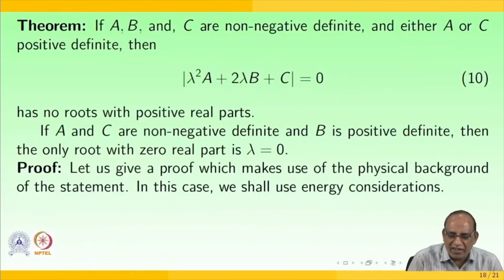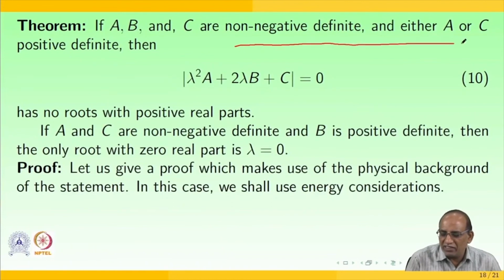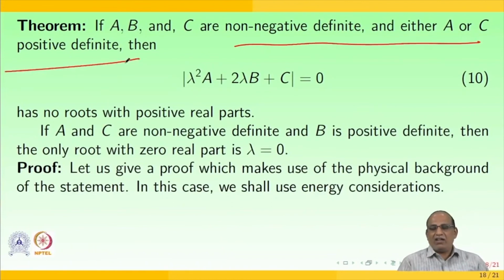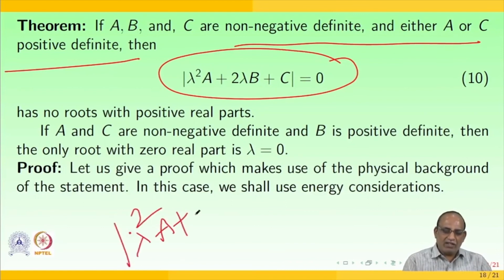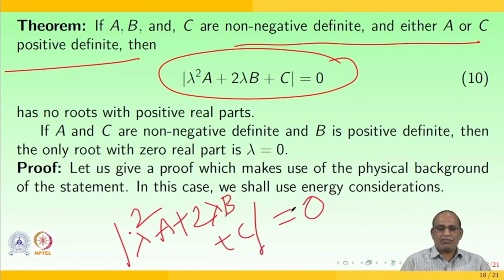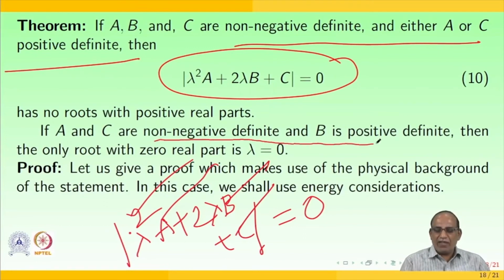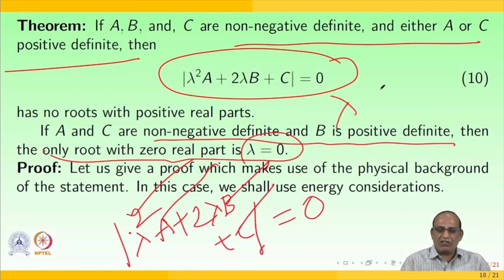If A, B and C are non-negative definite matrices and A and C are positive definite, then the determinant of λ²A plus 2λB plus C happens to be 0, where A, B, C are matrices and λ is the scalar. If A and C are non-negative definite and B is positive definite, then the only root with zero real part is λ equal to 0.